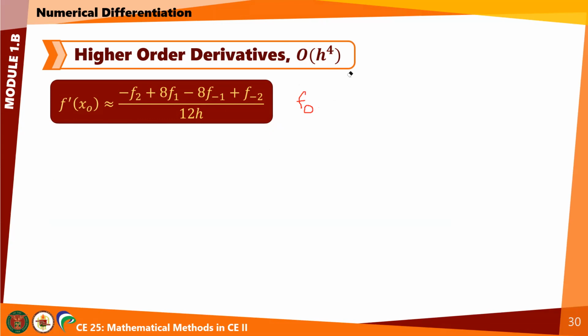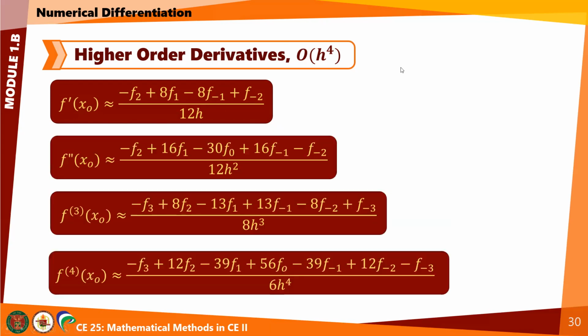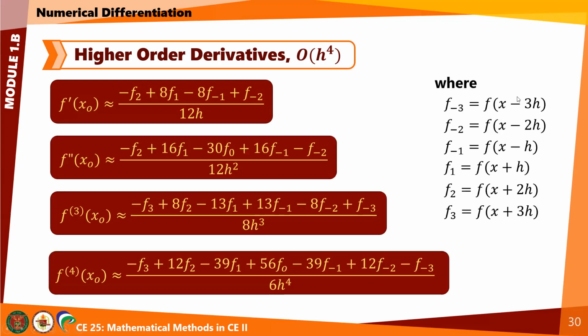I think there's a figure here. Let's continue. Where F1 is f of x plus h, F2 is x plus 2h, F3 is x plus 3h. And this is the other notation.